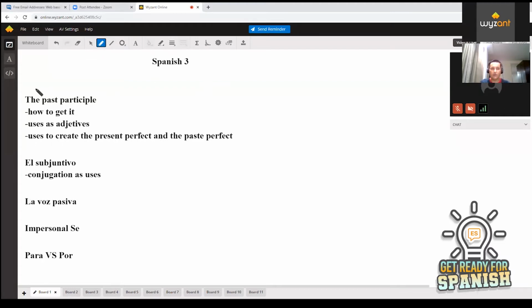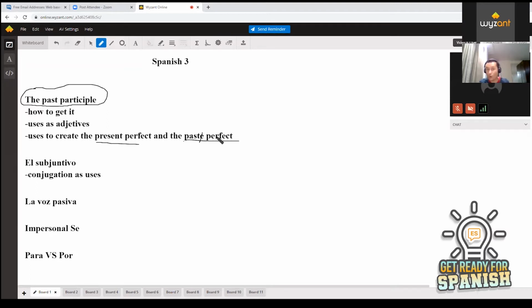We're going to focus on the past participle. What is the past participle? You know what it is. We're going to see it in a minute. Trust me, you know what it is. Maybe you don't remember the name, but you know what this is. We are going to see how we obtain the past participle in Spanish, how we use that as adjectives, and also how we use the past participle to create the present perfect and the past perfect.